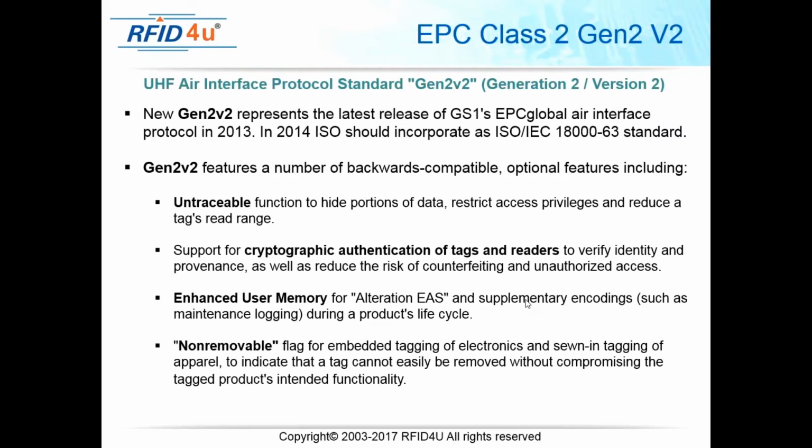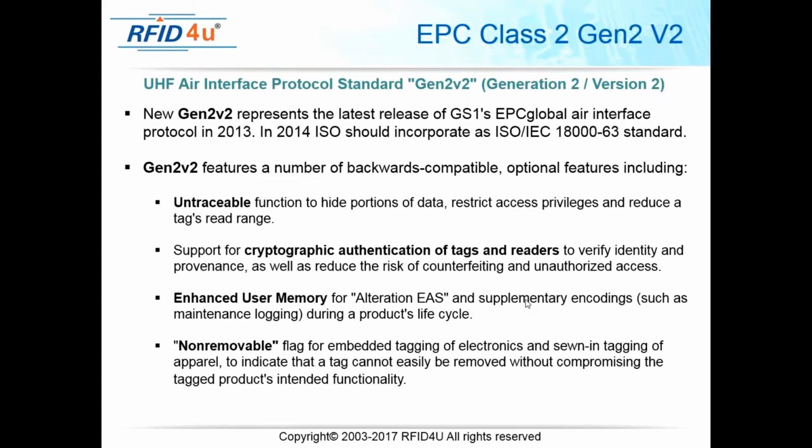is the name of the standard that was then taken over and passed by ISO, so it became ISO 18000-6C. So EPC Class 1 Gen 2 is identical to ISO 18000-6C, just two different standard setting organizations and their numbering systems. Now, an upgrade to Class 1 Gen 2 came out with V2, version 2, which adds some additional features as far as the untraceable function to hide portions of the data, support the cryptographic authentication of tags and readers. In other words, you can put a code that you can now use to authenticate a given tag or reader. You have enhanced user memory.